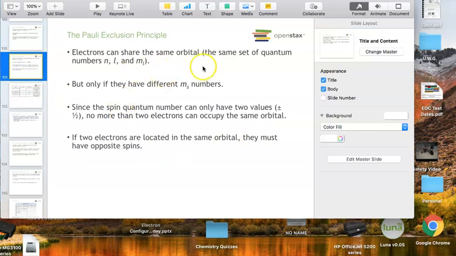So electrons can share the same orbital, which means the same set of quantum numbers n, l, and m sub l. If I have two different electrons in the same orbital, they can have the same n, l, and m sub l values, but they have to have different m sub s values. Since the spin quantum number can only have two values, plus or minus 1/2, no more than two electrons can occupy the same orbital. If two electrons are located in the same orbital, they must have opposite spins.